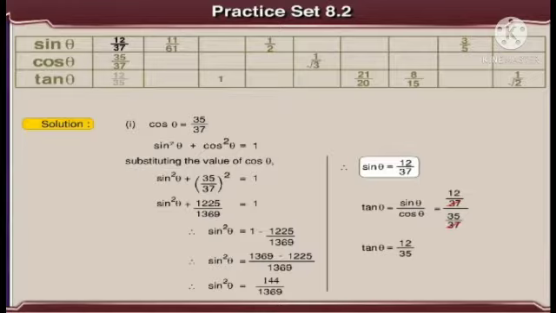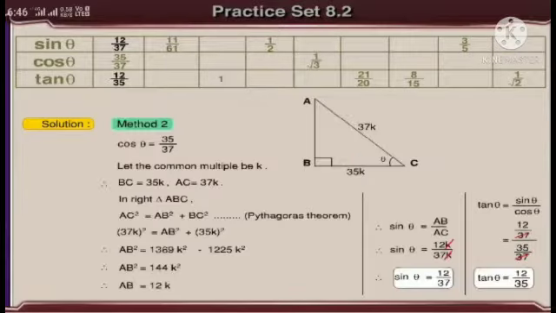There is one alternative method for solving this type of question with the help of Pythagoras theorem. Let's see that alternative method. Here we have to take a right angle triangle. Let the right angle triangle be ABC. So we have to take common multiple k here.